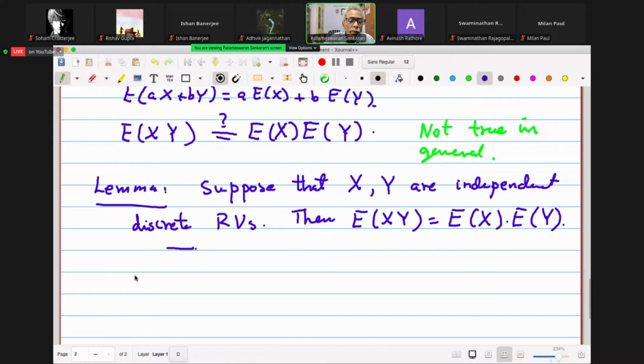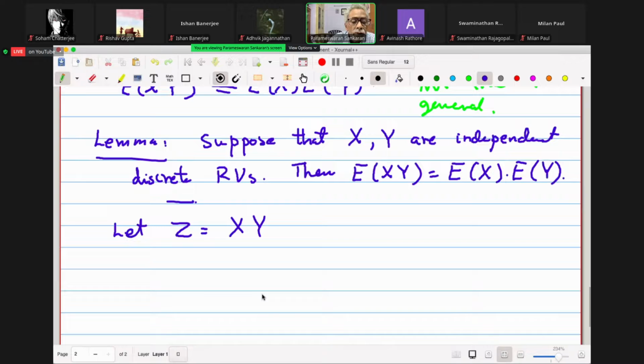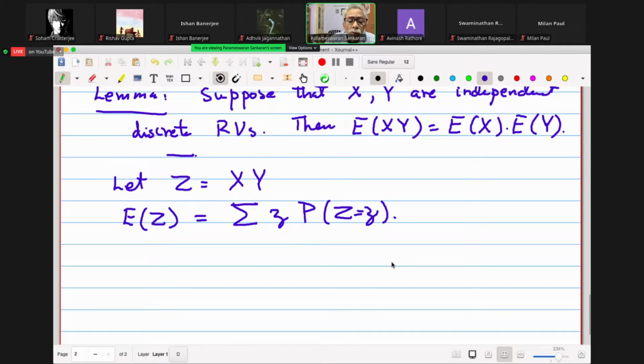How to prove this? The main point here is, set Z equal to X times Y, and let us just compute the expectation of Z. Just apply the definition. This is equal to the summation of z times the probability of Z equals z. Okay, so this is equal to summation z probability of XY.